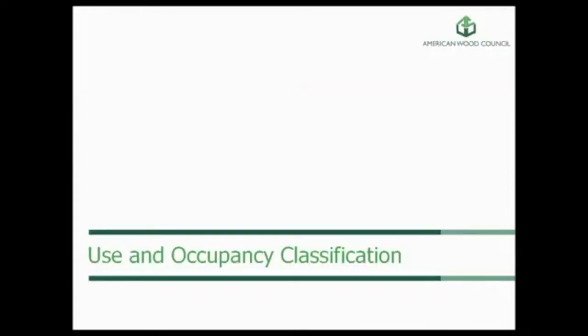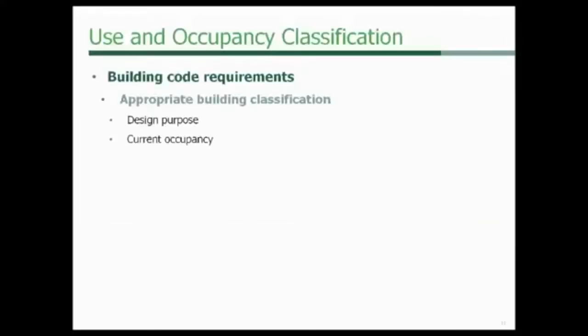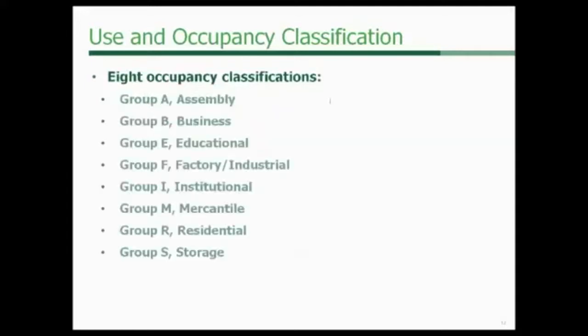I'm going to go very quickly through these next slides on use and occupancy classification because this is a fundamental decision that is made by the designer along with the code official who has the last say on this. And the basic principles are what's the design purpose of the building, its occupancy, and you match it up to these descriptions.